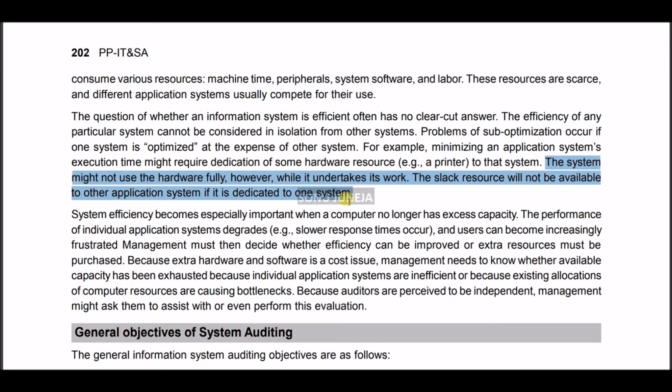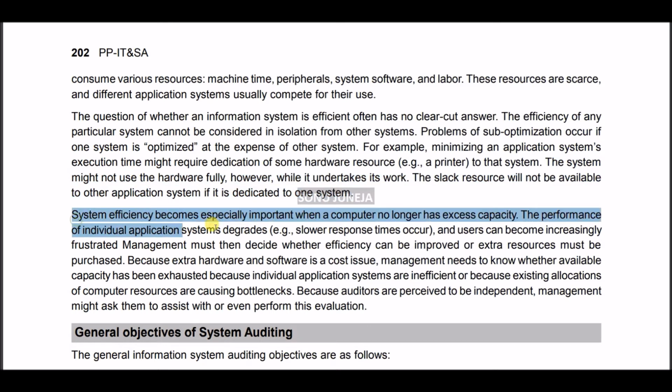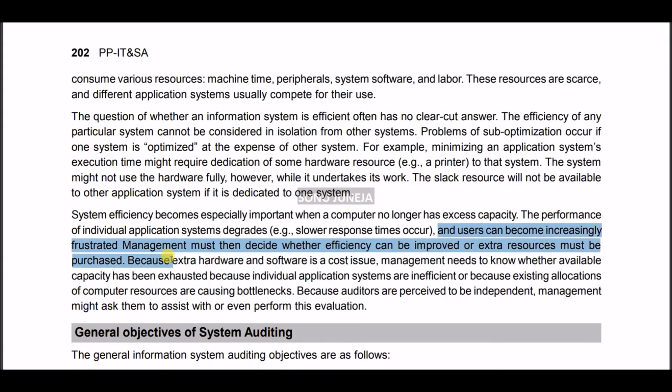Now system efficiency becomes especially important when a computer no longer has excess capacity. The performance of individual application systems degrades and users can become increasingly frustrated. Management must decide whether extra resources must be purchased to improve efficiency or not. So let's say there is only one admin printer and it's not shared on the network, just for fear that the employees of the company might use that printer or that resource for their own good.